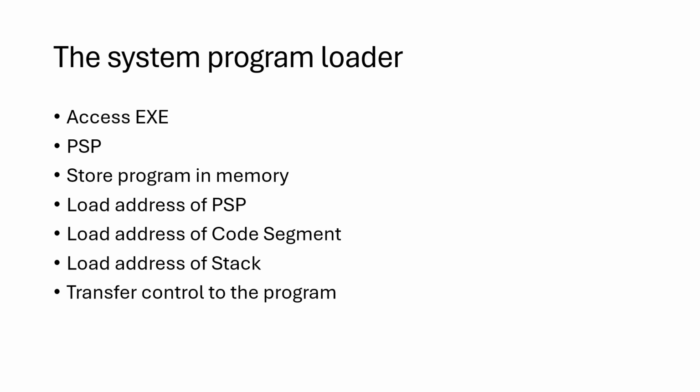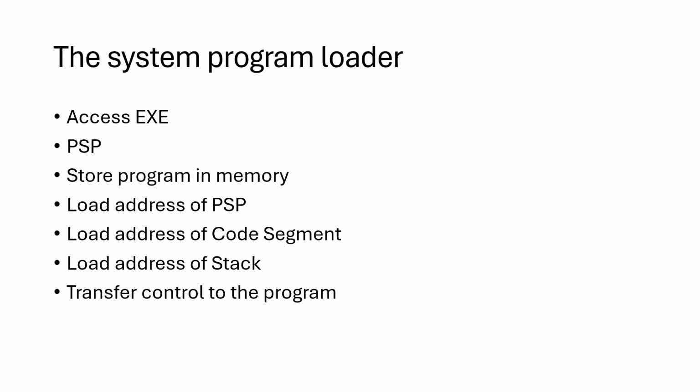So when you request the system to load an EXE program from disk into the memory for execution, the loader performs the following steps. The first step is to access the EXE program from disk. Again, we are specifically talking about the DOS operating system.